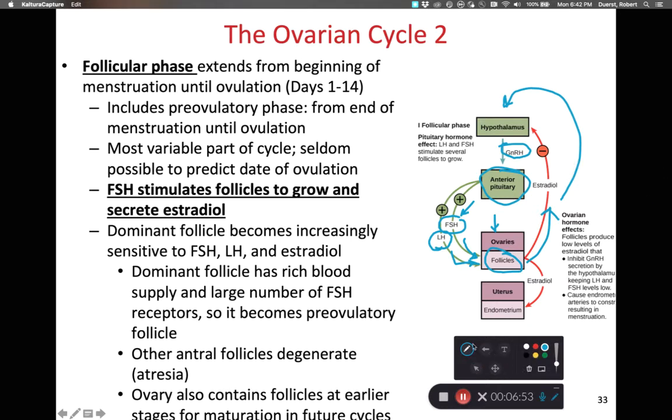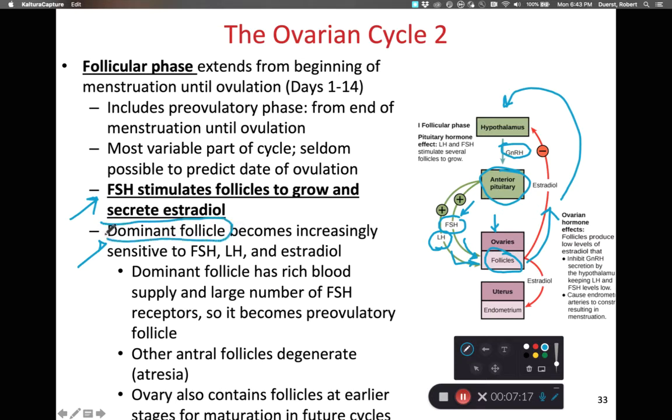It's also worth emphasizing that only one follicle a month typically is going to ovulate. So as follicle stimulating hormone travels to the ovaries, it's going to stimulate multiple follicles to grow and secrete estradiol. However, only one follicle is typically going to become the big one that will ovulate, and that's the dominant follicle.